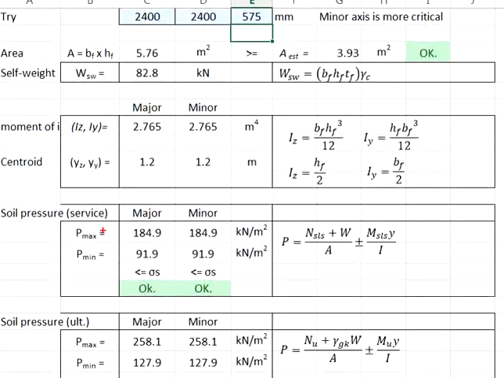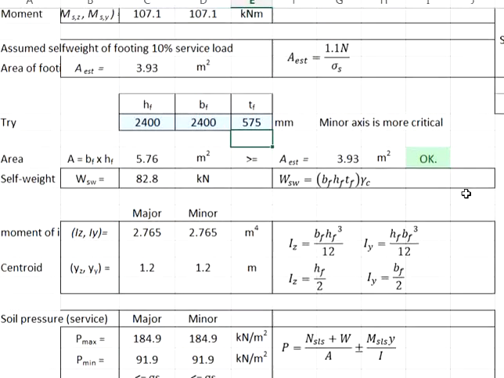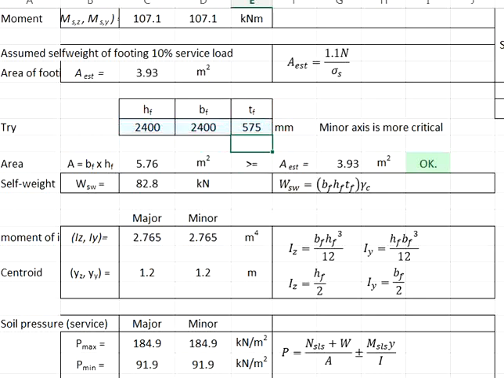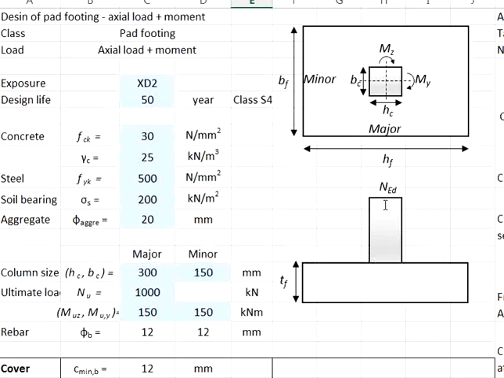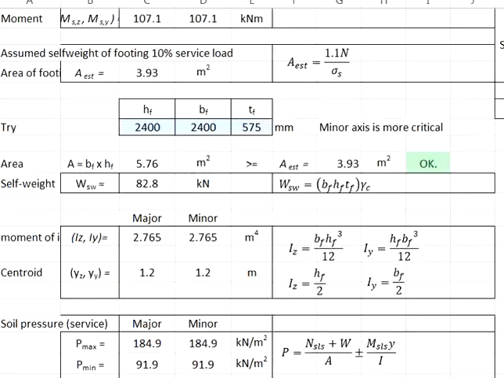Then we will proceed to check the soil pressure at the service state. Having the dimensions confirmed, we are able to determine the self-weight of the pad footing. This is calculated by taking the volume of the pad footing multiplied by the unit weight. The unit weight of the concrete is equal to 25 kN per meter cube. That gives you the self-weight equal to 82.8 kN.